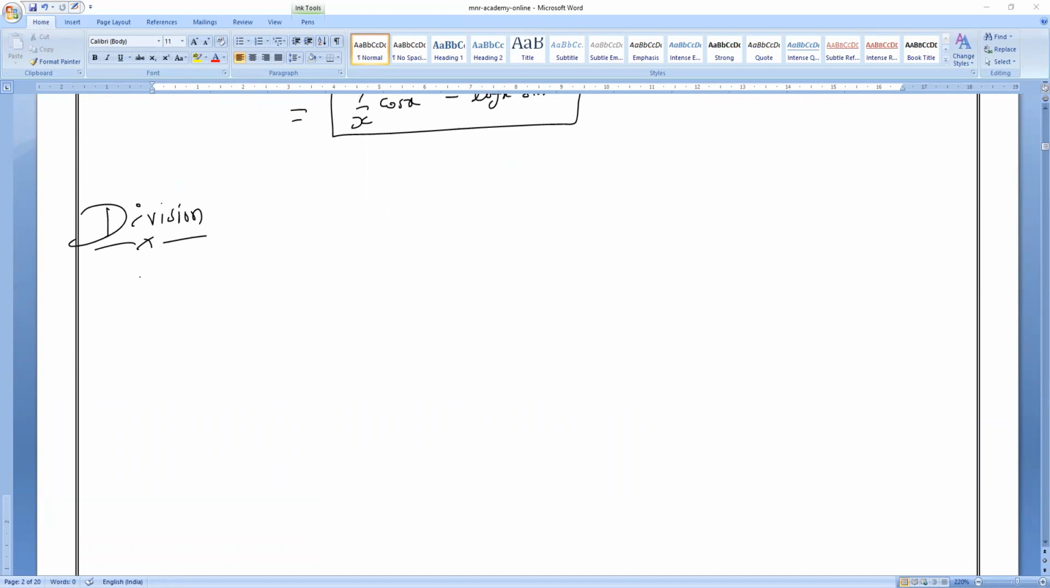Okay, next, division. Question: y is equals to sin x by x. For division, what rule will you use, guys? Everybody? The u by v method.